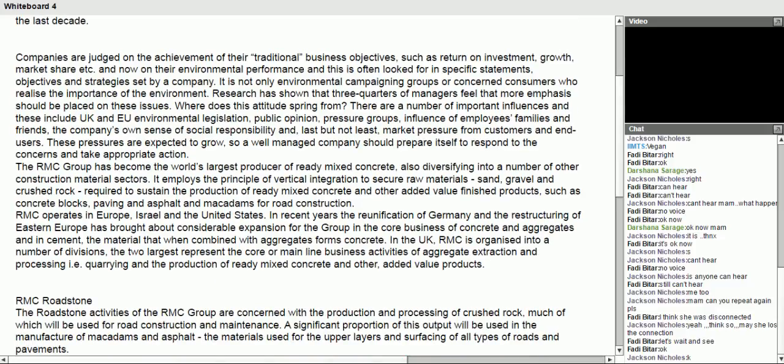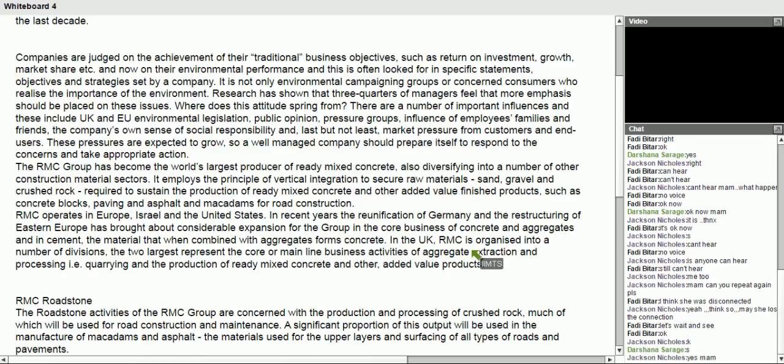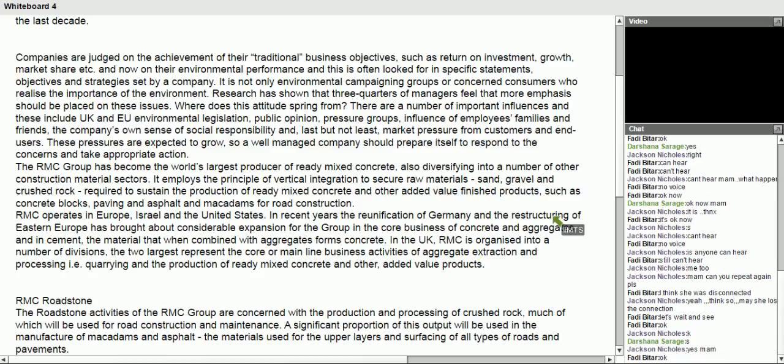Is this much clear to everyone? Darvish, Darshana, Fadi, Jackson and Mohammed. Any questions? Anyone out there? Darvish, you are not responding.